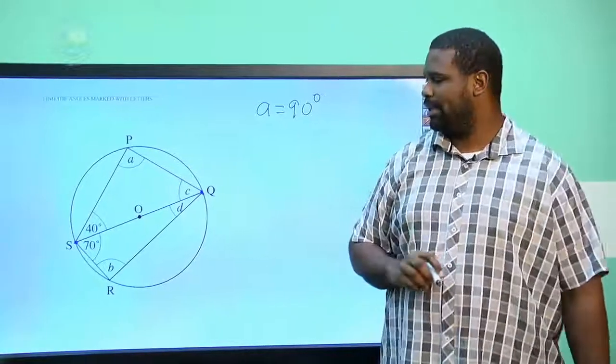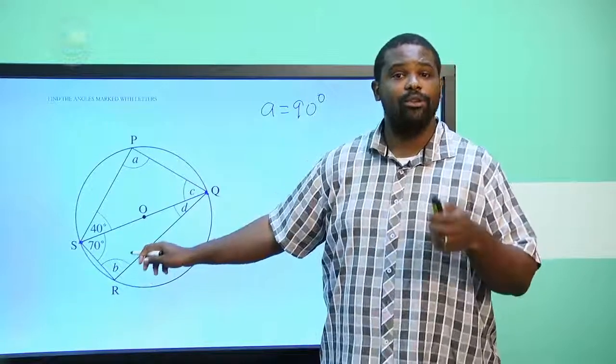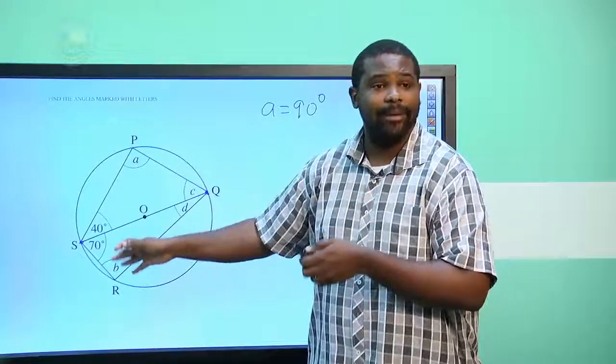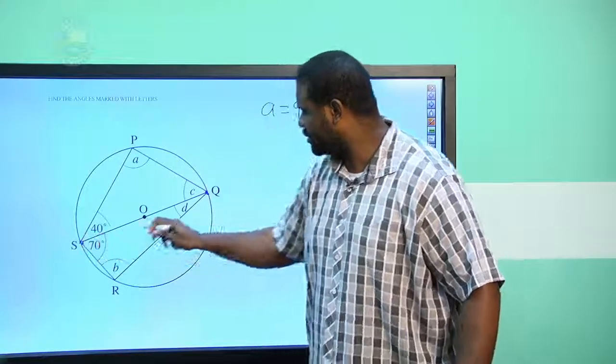Now let's look at B. Where is B? B is down here. Again, let us make sure that we know where this angle is coming from. This angle is coming from the chord SQ.